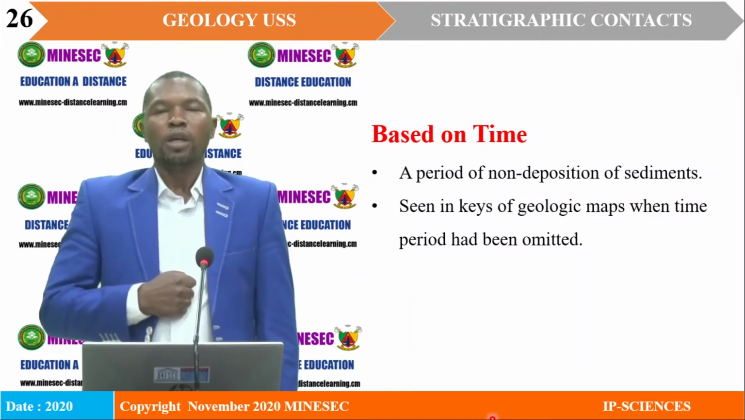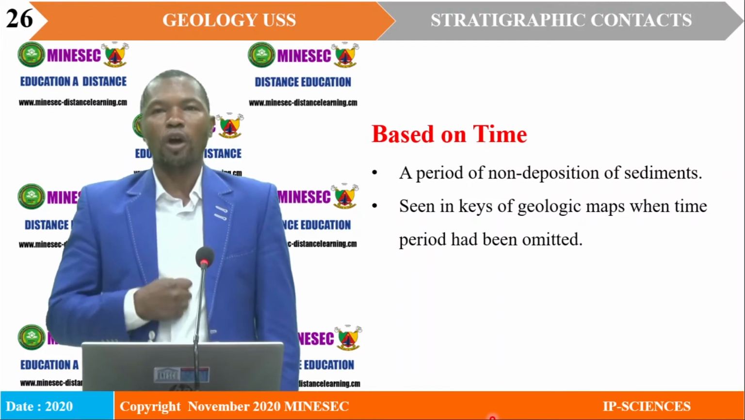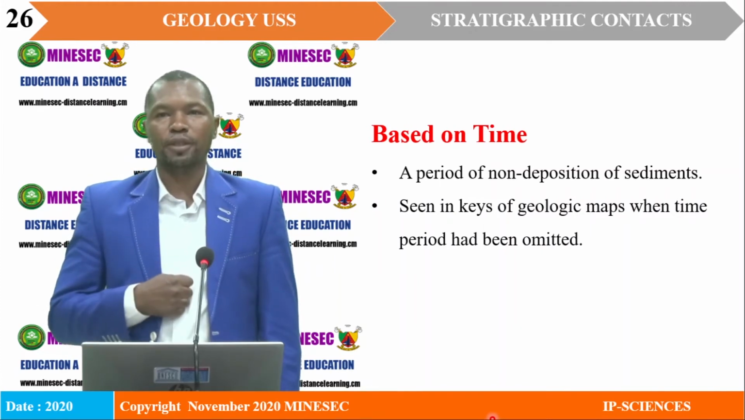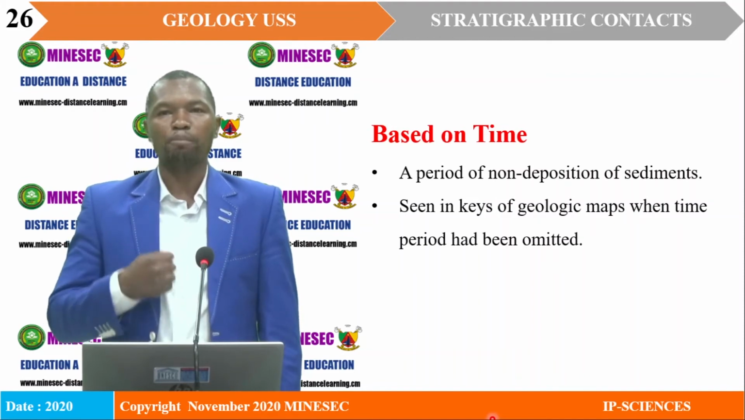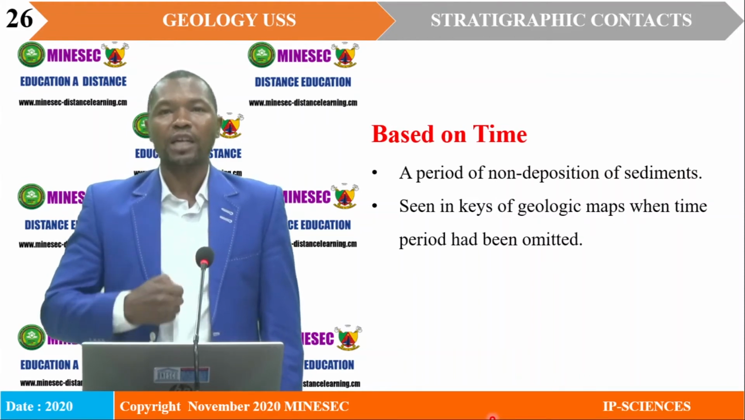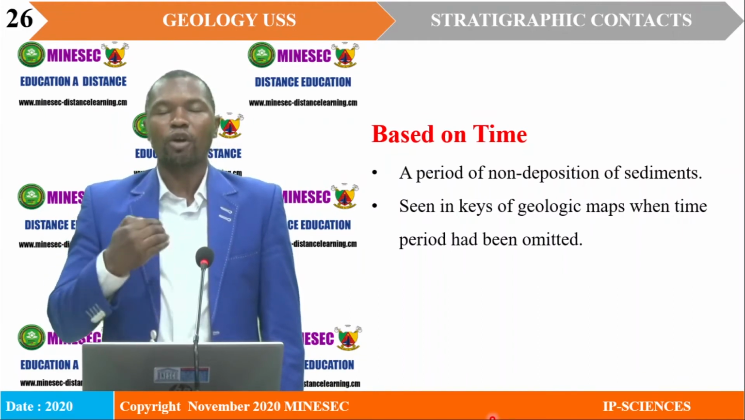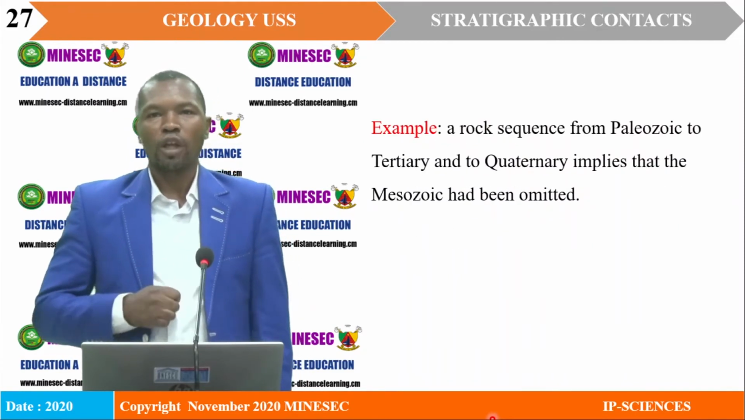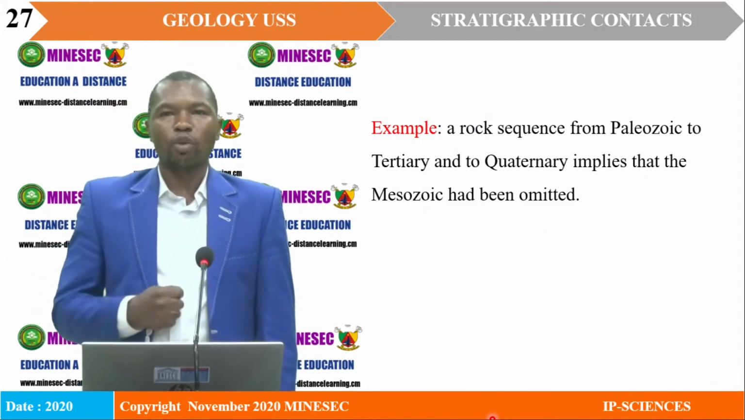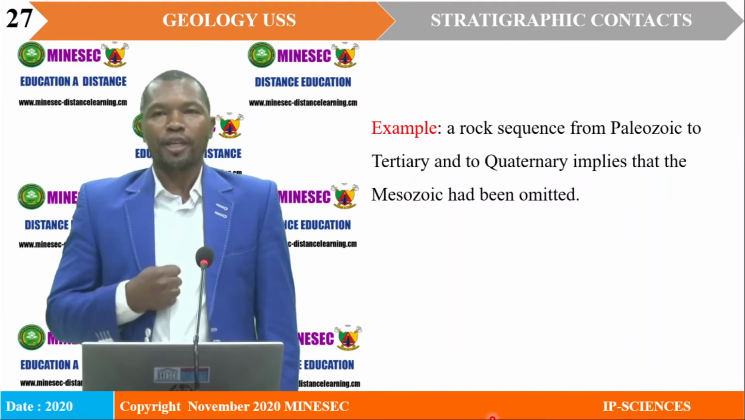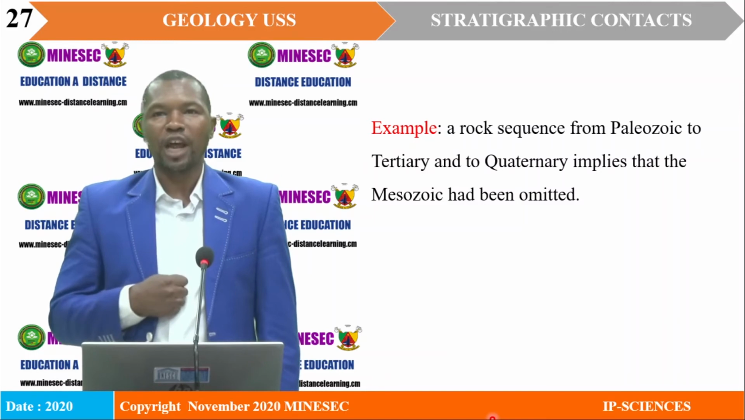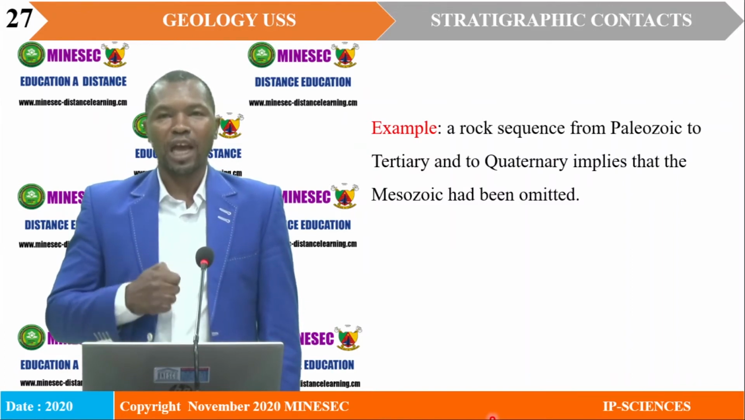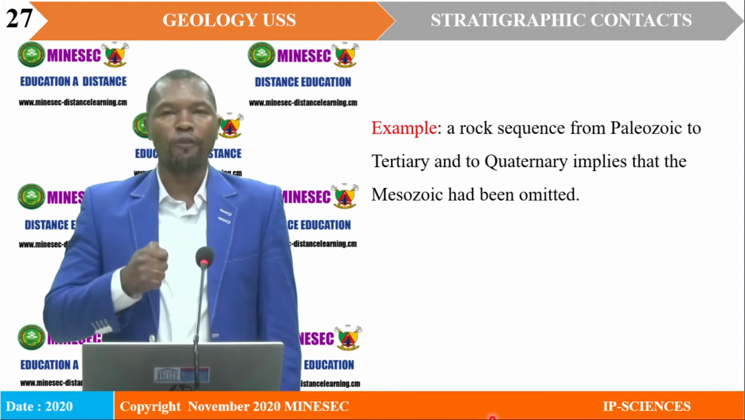Based on time, unconformities refer to a period of non-deposition of sediments. It is seen in keys of geologic maps when a time period has been eliminated. We have to take care that these stratigraphic contacts quickly reflect and guide the drawing up of geological maps. For example, a rock sequence from Paleozoic to Tertiary and to Quaternary implies that the Mesozoic had been omitted. That is an indication of a non-conformity with respect to time.